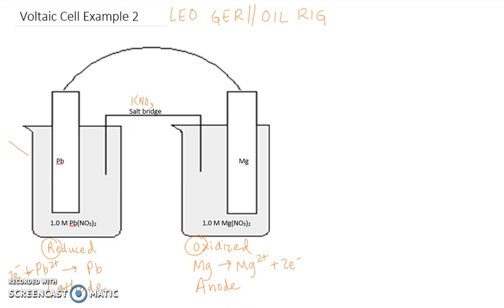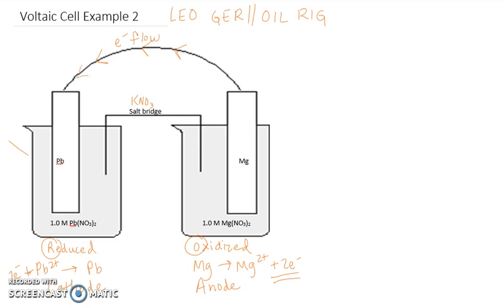Let's start by talking about which way the electrons are going to flow. So remember, electrons are always going to flow from where they're produced to where they're used. So from anode to cathode. So in this case, my electron flow is going to be right to left. So I'm just going to write down electron flow.